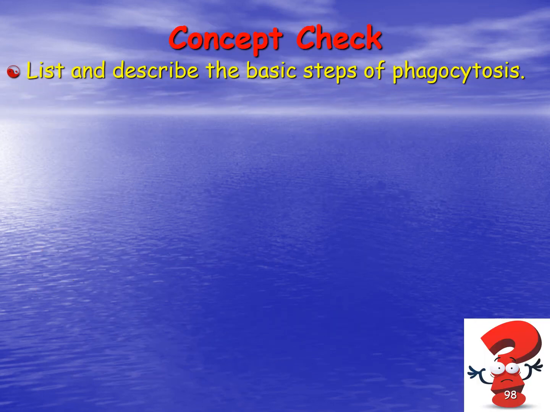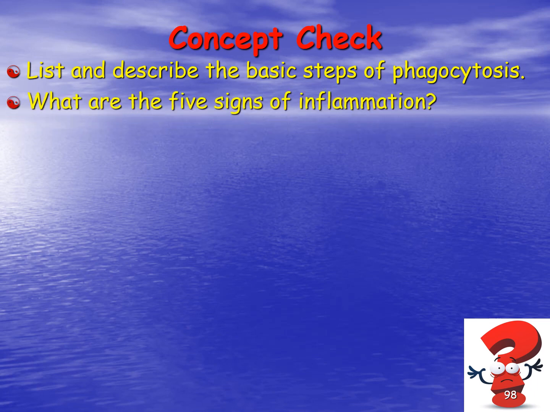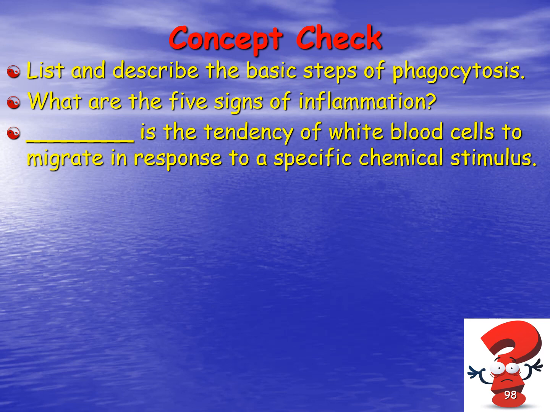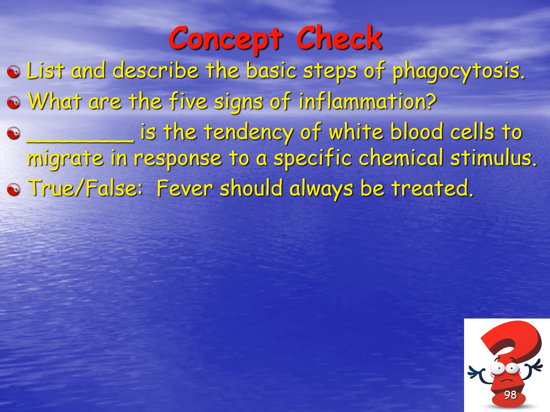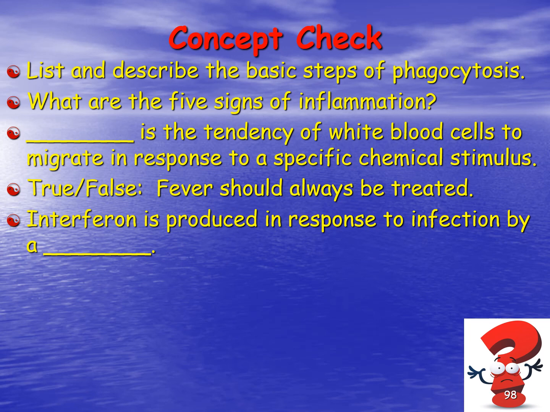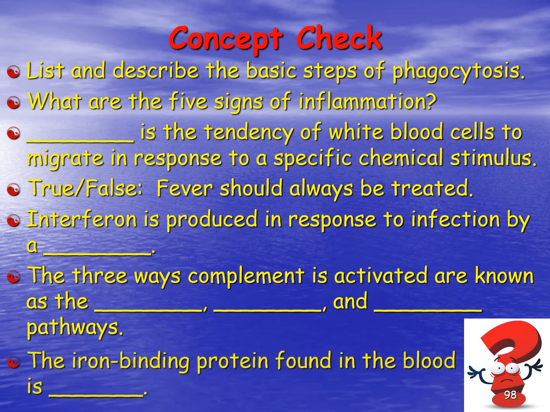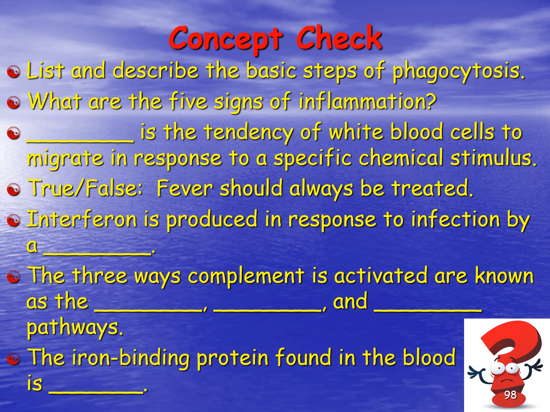So, can you list and describe the basic steps of phagocytosis? What are the 5 cardinal signs and symptoms of inflammation? Blank is the tendency of white blood cells to migrate in response to a specific chemical stimulus. True or false, fevers should always be treated. Interferon is produced in response to infections by what specifically? What are the 3 ways that complement proteins are activated? And the iron-binding protein found in blood normally is what?